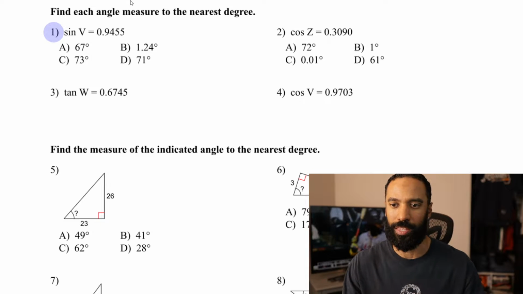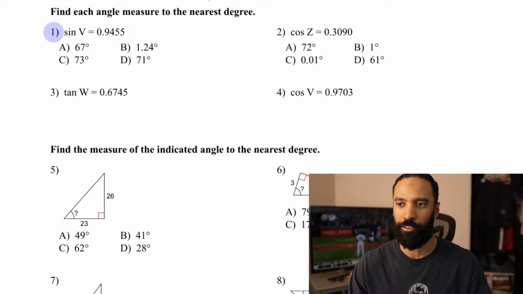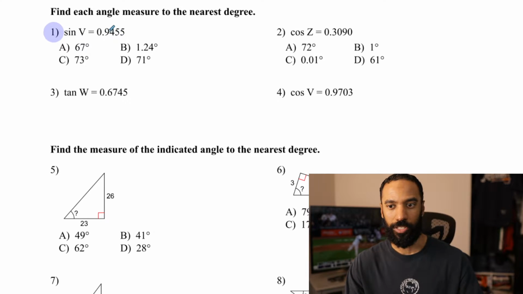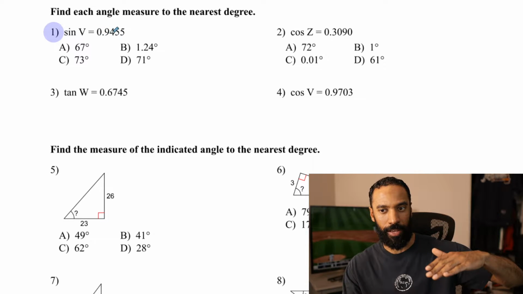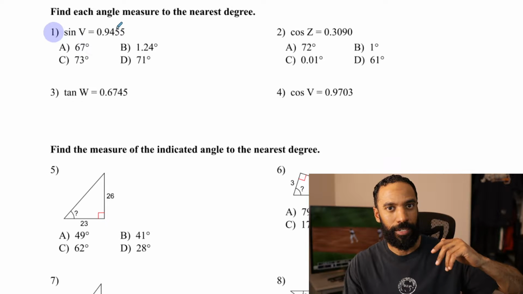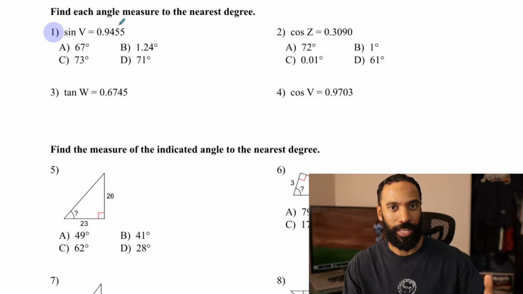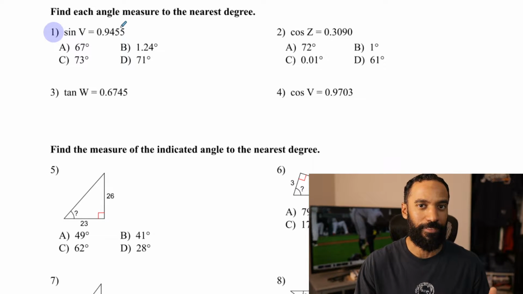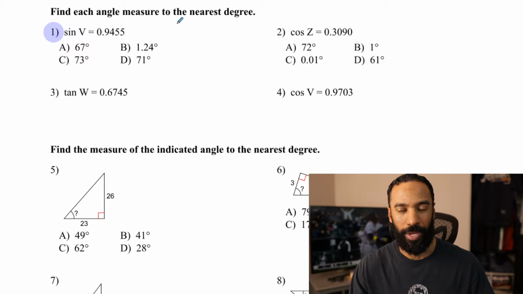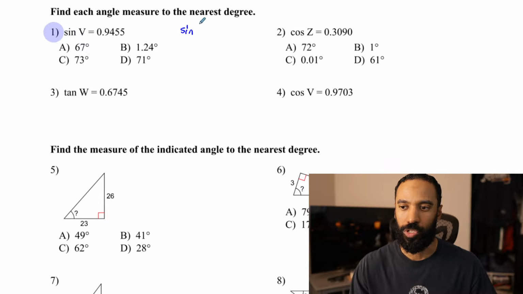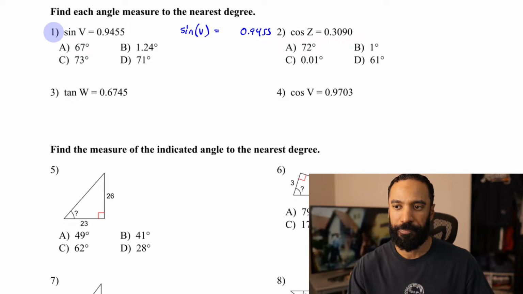Now, they say on number 1, the sine of v equals 0.9455. Remember, this is a ratio of something, right? It's opposite over hypotenuse, and this is the value you get. When I hit sine of something on my calculator, and I get 0.9455 out, what was the angle that we had? And that's what this is all about. So I'm going to write that one more time, just to give you the idea of what we're actually going to be doing here.